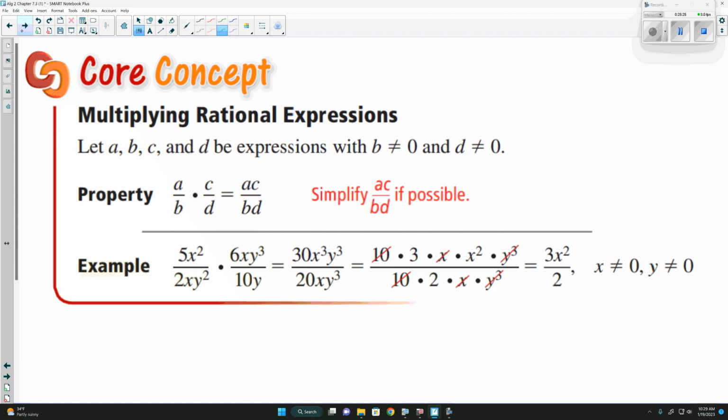Multiplying rational expressions. Let A, B, C, and D be expressions where B and D are different from 0. When we multiply two fractions, we multiply numerators with numerators, denominators with denominators. We multiply straight across. And then if there's something in common, we simplify. So in this example here, we multiply and then simplify, and then go from there.